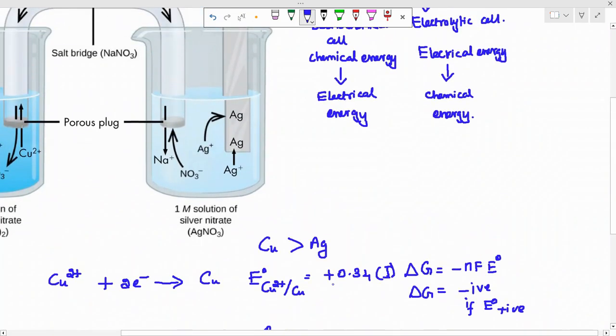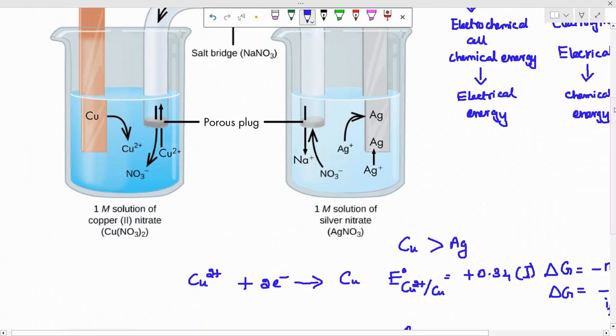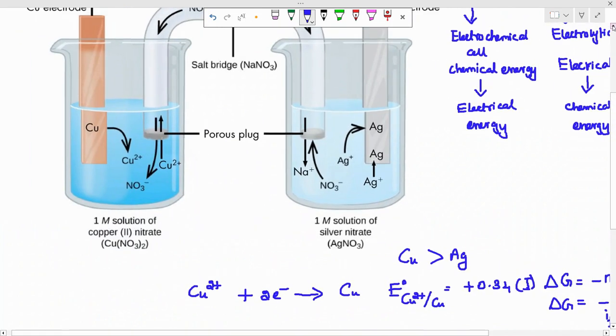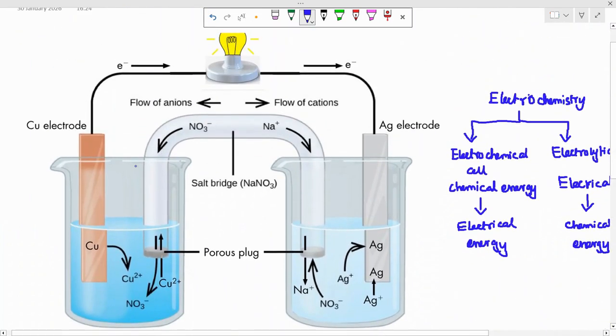So what will happen here? We have taken two half cells. It is not two electrodes, it is two half cells. An electrode dipped in electrolyte is called a half cell. So this half cell and this half cell. In one half cell, copper will release less spontaneous energy, that is less delta G. That's why it will take the oxidation process, and the other will take the reduction process.